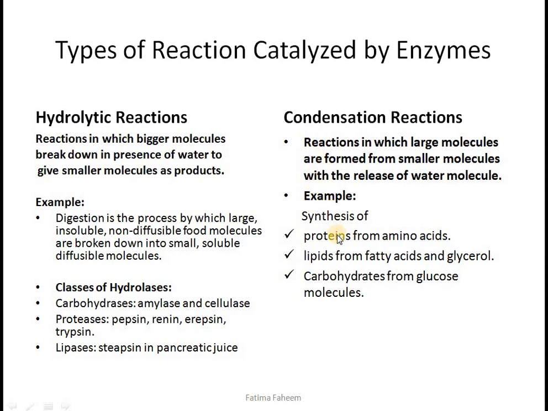Condensation reactions include formation of proteins from amino acids, lipids from fatty acids and glycerol, and carbohydrates from glucose molecules. These reactions, all of these reactions are anabolic reactions, while digestion is a catabolic reaction.